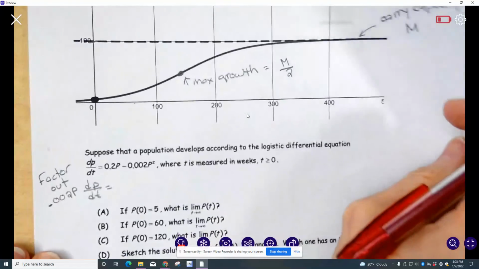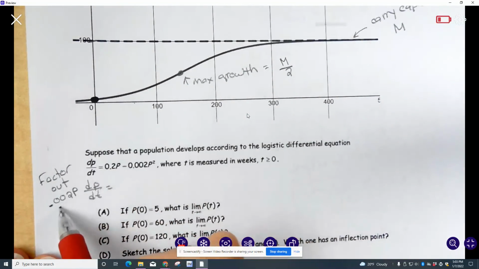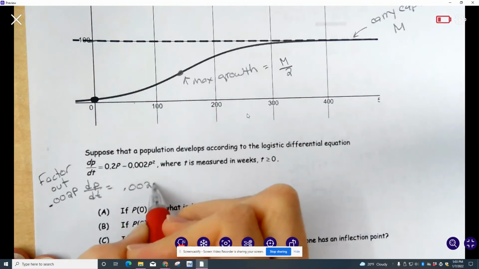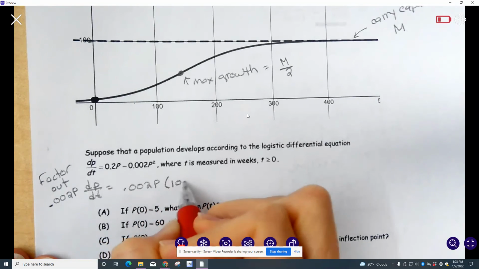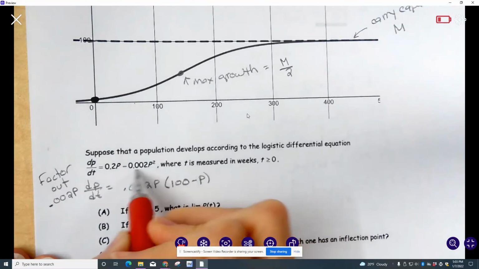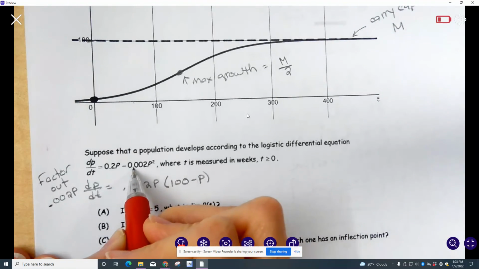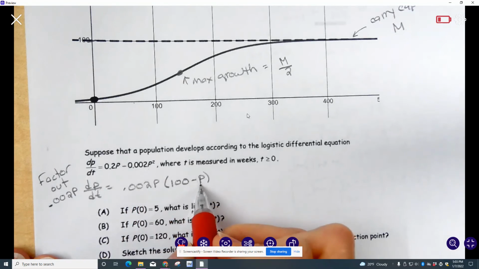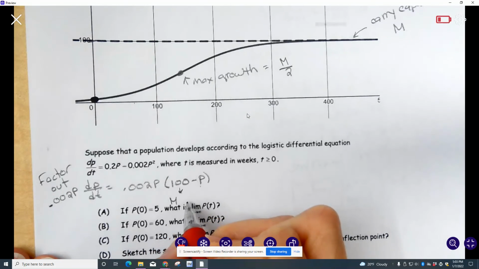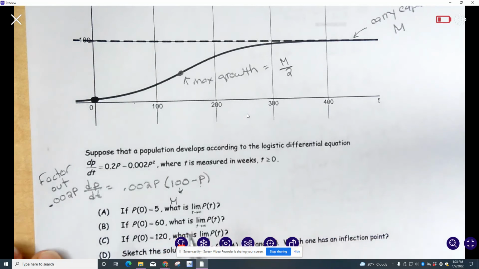Factoring is just the same as dividing both of these terms by that. So if I divide both of those terms by that, I'm going to get 0.002 P times (100 minus P). So the goal is to get a plain old P here. So if I divide this by 0.002 P, I'm left with a plain old P. This is my M, so that's my carrying capacity. So now I can probably answer these questions.